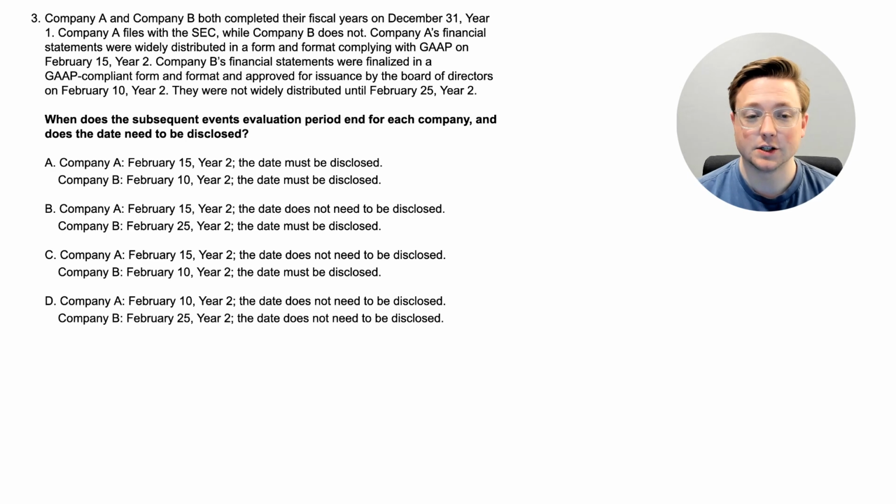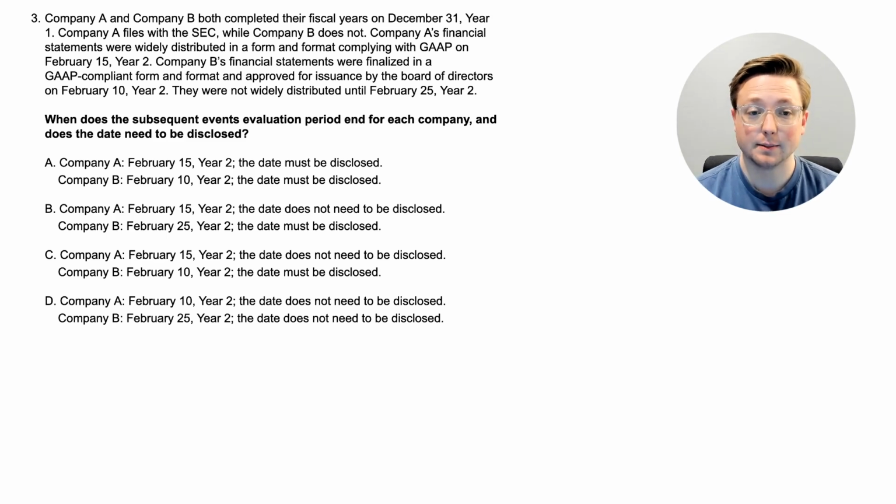All right, here we are at question 3. When does the subsequent events evaluation period end for each company, and does the date need to be disclosed? So let's go up to the top. Company A and Company B both completed their fiscal years on December 31st, year 1. Company A files with the SEC while Company B does not.